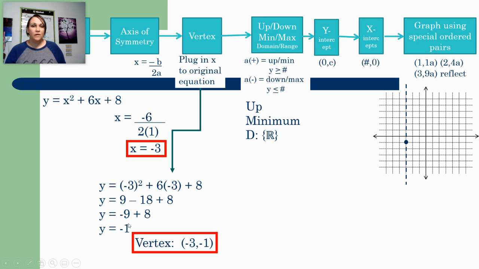And then the range. When a is positive, the range is y is greater than or equal to, and then you want to use your y number from your vertex, which in this problem was -1. Again, these are 4 answers to 4 questions. My parabola opens up, it has a minimum, my domain is all real numbers, and my range is y is greater than or equal to -1.